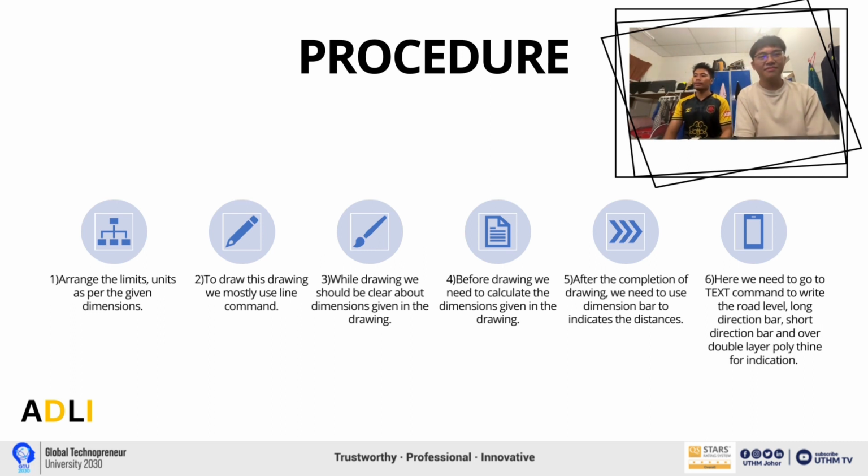Fourthly, before drawing we need to calculate the dimensions given in the drawing, and after we complete the drawing we need to use the dimension command to indicate the distance. Lastly, we have to use the text command to write the road level, long direction bar, short direction bar, and over double layer polyline for the indication.